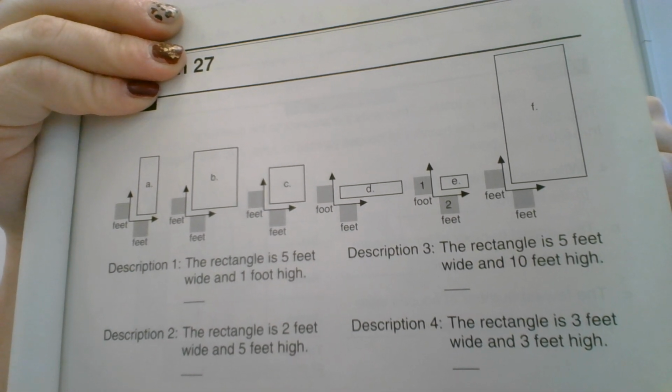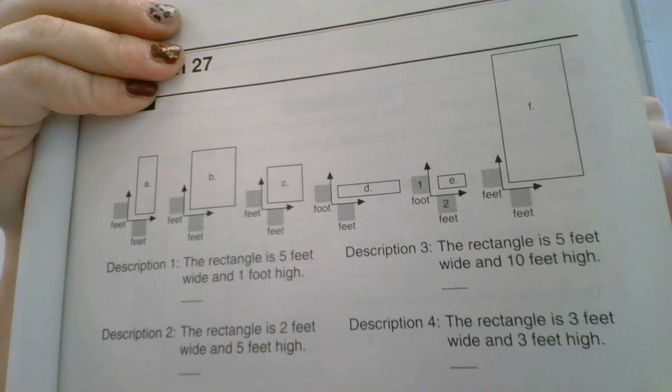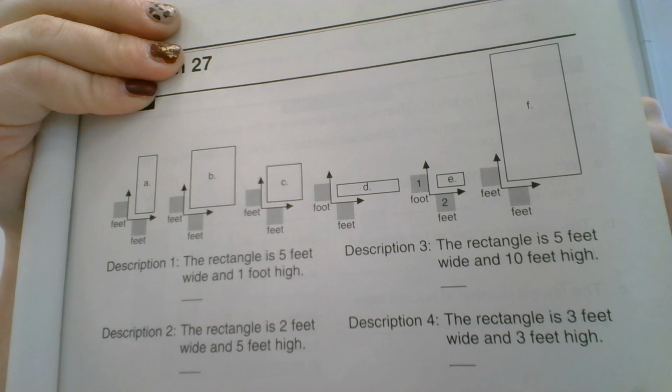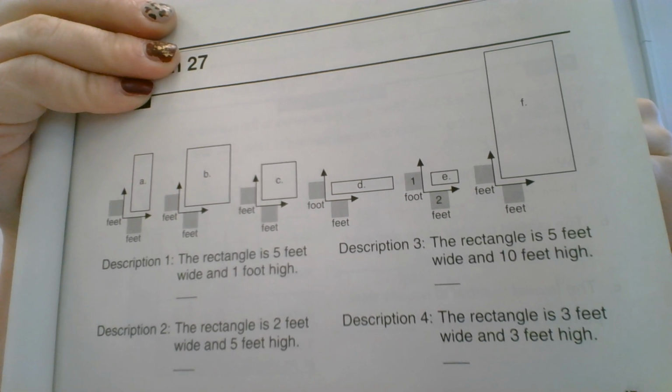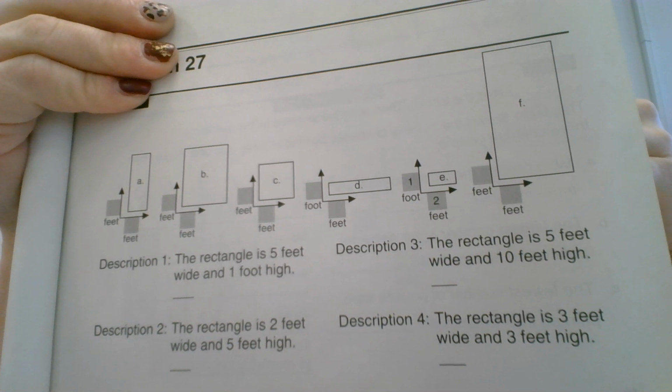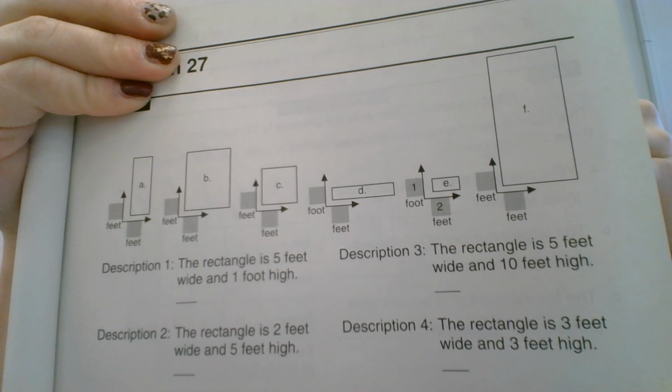It's much wider than it is high. In fact, it's 5 times wider than it is high. Find that rectangle. Which rectangle is 5 feet wide and 1 foot high? Rectangle D.